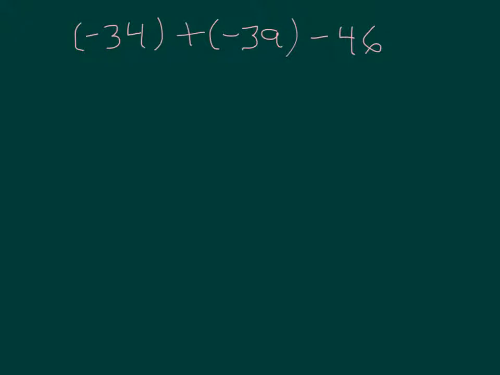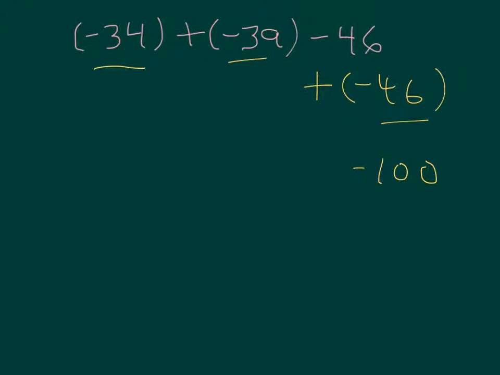Looking at this problem, I have negative 34 plus negative 39 minus 46. Well, if I turn that into a plus sign, then I have to change the sign of the 46. So I have a negative 46. So the pattern you should see when you look at this one is I have one negative number, two negative numbers, three negative numbers. When my signs are the same, you add them up. So 30 plus 30 is 60. 60 plus 40 is 100. I'm just going to write that down so I don't forget. Remember, it's a negative 100.